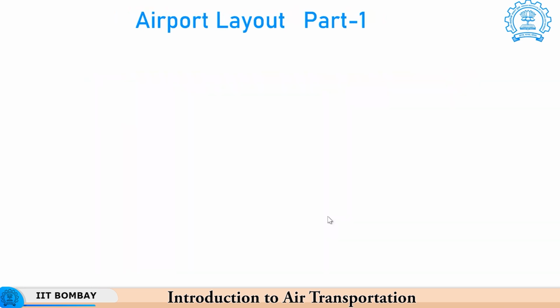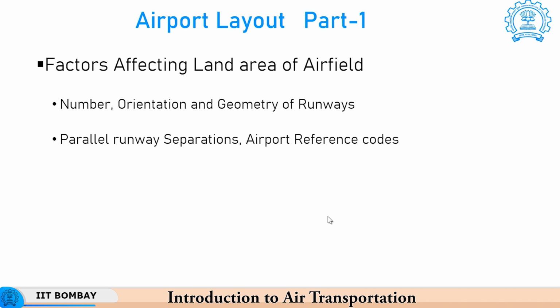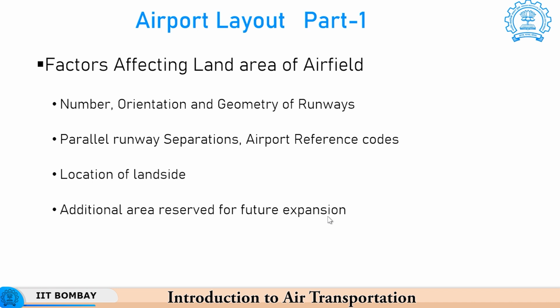Okay, let us look at airport layout. What are the factors which affect the land area of the airfield, or how much land is to be procured? As I mentioned earlier: number, orientation and geometry of runways, separations between the 2 runways, what reference codes are being used, where you have the land side, and whether you have area reserved for the future. It is found that between 80 to 95% of the land area or the airport area is occupied by the air side, and the remaining is available for the land side. Land side actually requires a very small area.